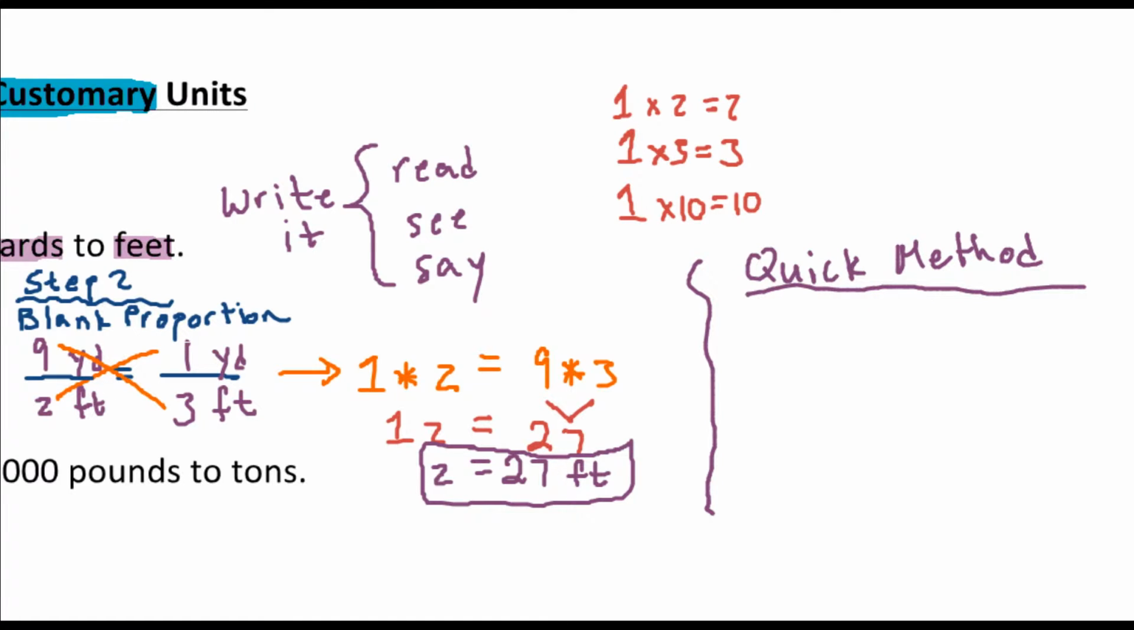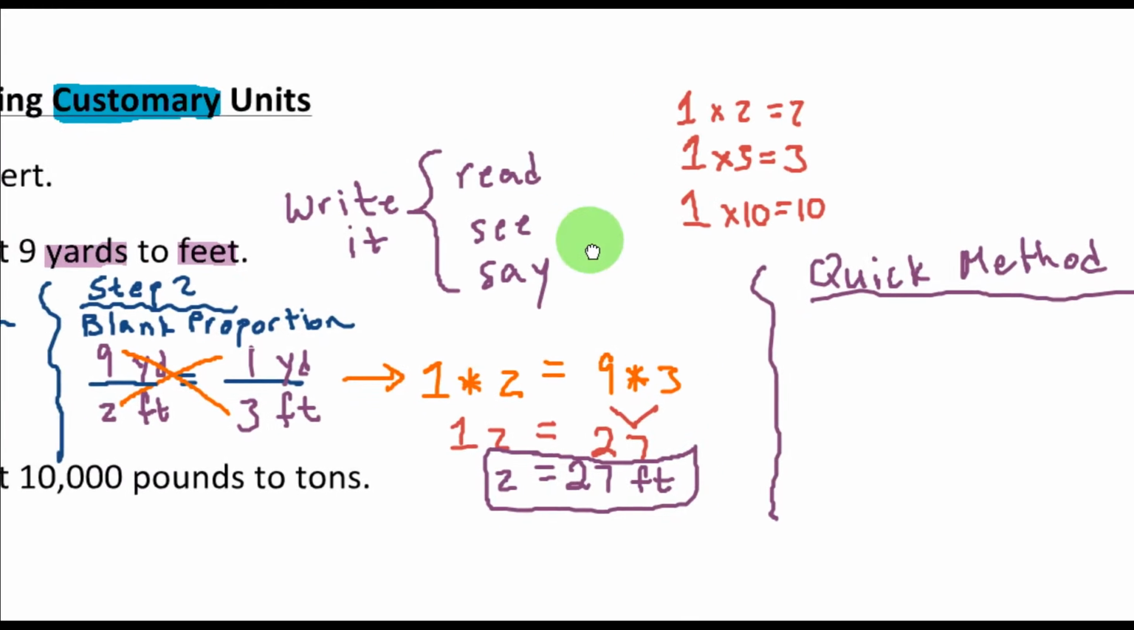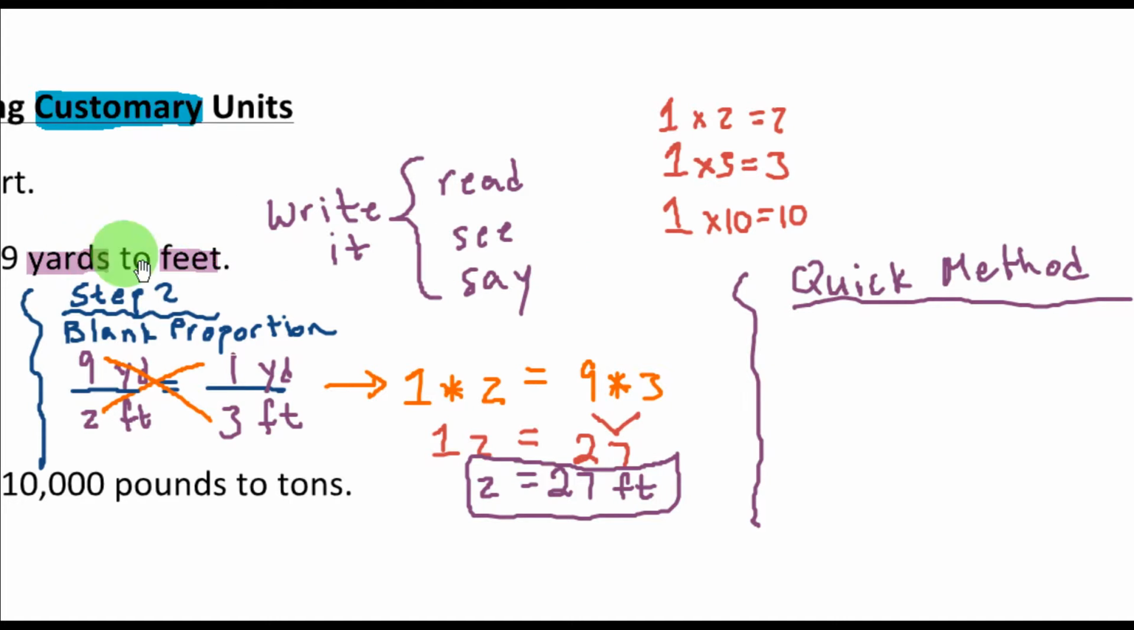And I'm just going to backtrack a little bit on the screen. I just want us to be able to see those units that we were using. So we have 9 yards and an unknown amount of feet here. And using the quick method, the way we would set this up is to first just plug in our unit conversion. How many feet are in 1 yard? So I know there are 3 feet to 1 yard.